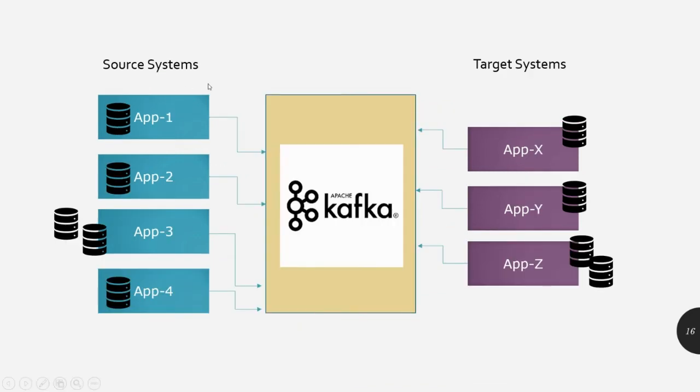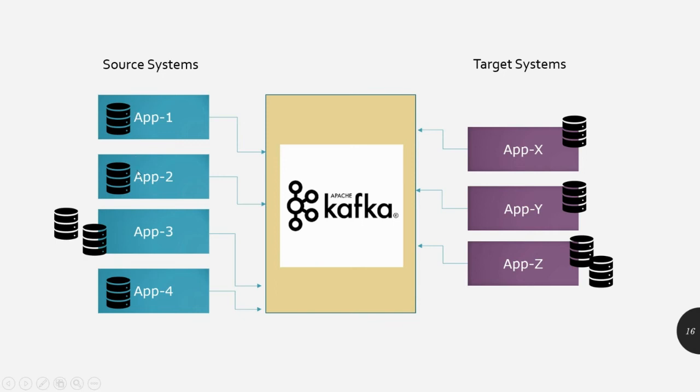If you look here, we have the source system on the left-hand side and the target system on the right-hand side. The source and the target systems will be decoupled using Kafka. That is, there is no direct communication between the source system and the target system. They are communicating through Kafka. That is, the source system may send the data here, and the target system receives the data from here. So Kafka sits in between the source and the target system.